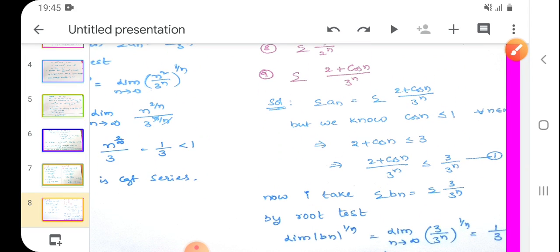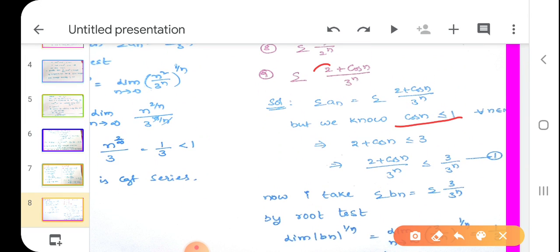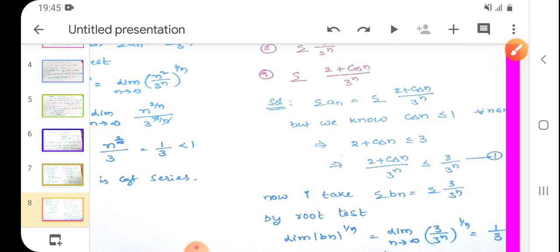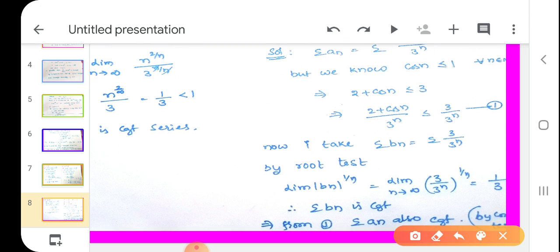First I take the cos n value. After that I add 2 on both sides. What we get? 2 plus cos n less than or equal to 3. Now I divide by 3 power n on both sides. So (2 plus cos n) by 3 power n is less than or equal to 3 by 3 power n. Here I have 2 series. What are they? (2 plus cos n) by 3 power n is our given series, and there is another series, 3 by 3 power n. Now I find whether the series 3 by 3 power n is divergent or convergent.